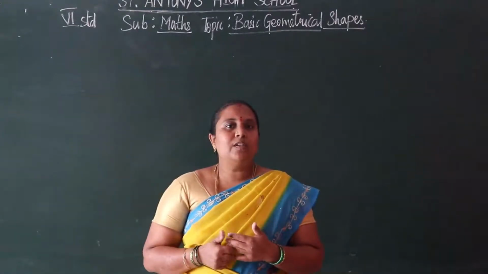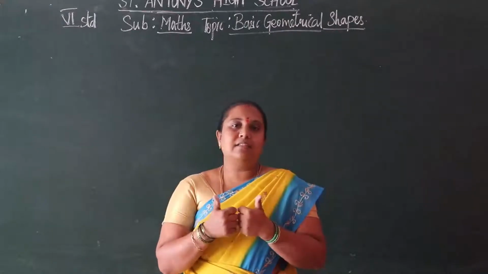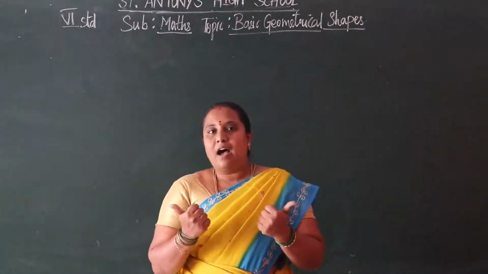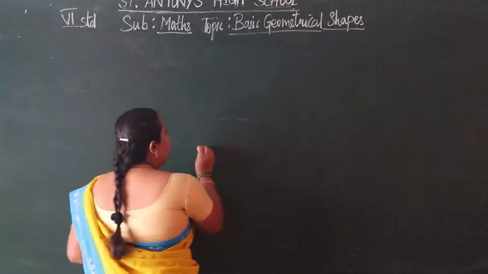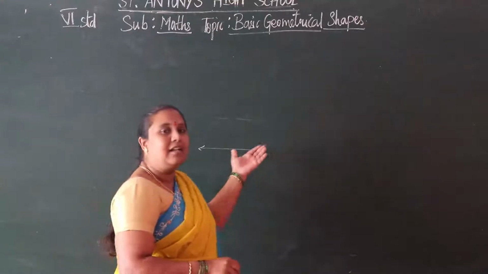And then we saw the 2 lines. We saw the line segment, and from that we saw the line. A line has 2 side arrow marks. Both the sides are moving. Is it right, children? So this is a line.